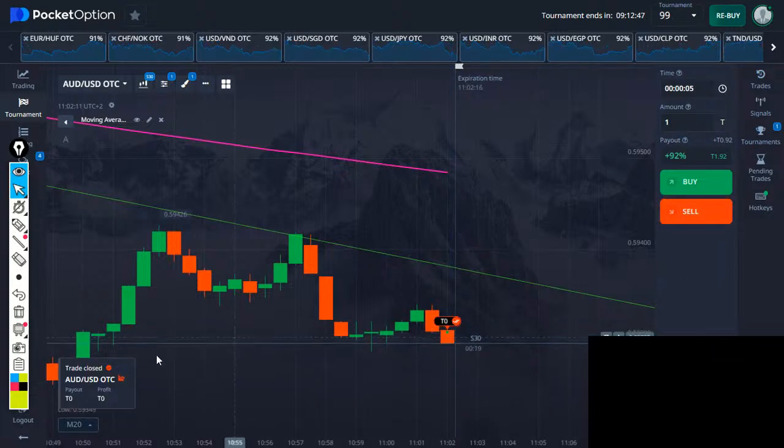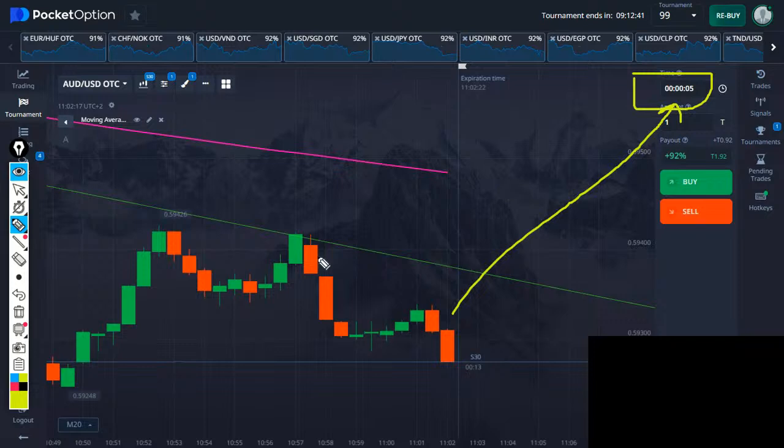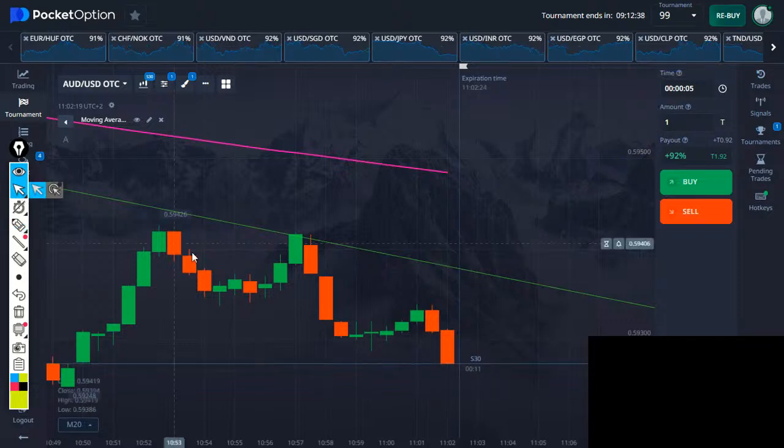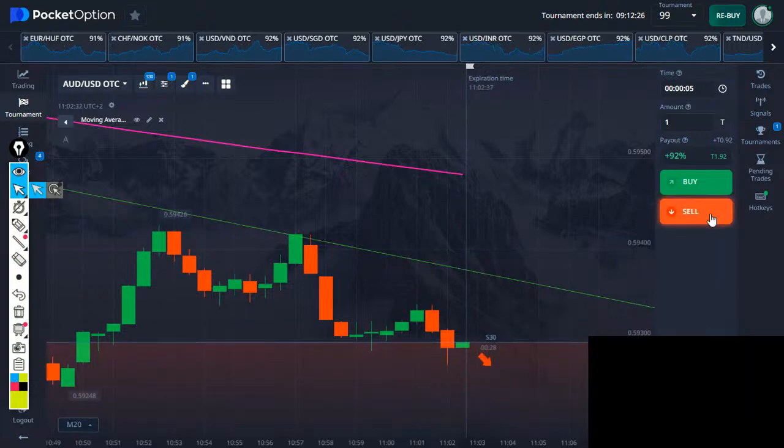That's a very close loss. Look at this. If we had a 10-second expiry here, that would have been a win. You know, I've been watching the trades for the past 7 days. A 10-second expiry would have mitigated a lot of losses. However, I stick to 5 seconds.